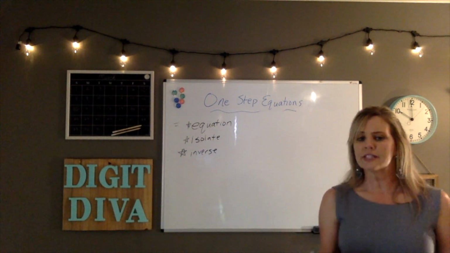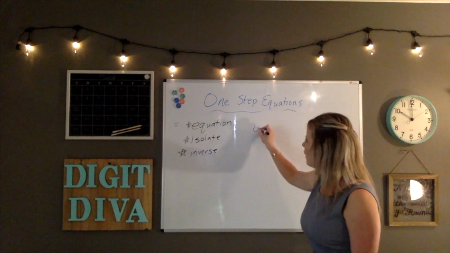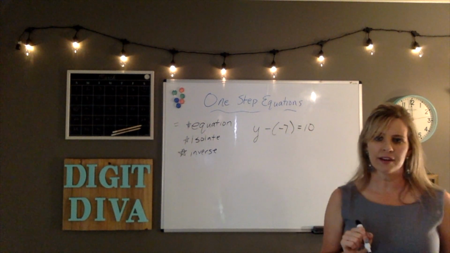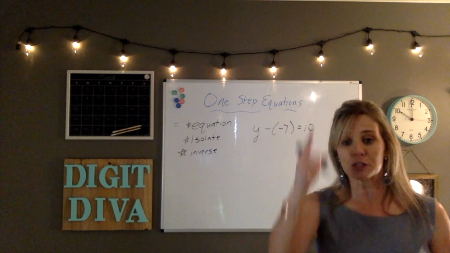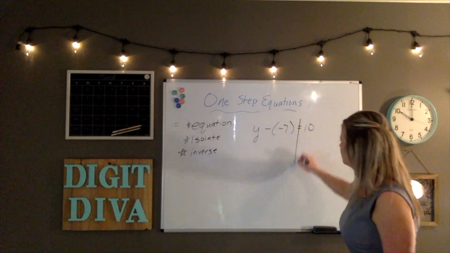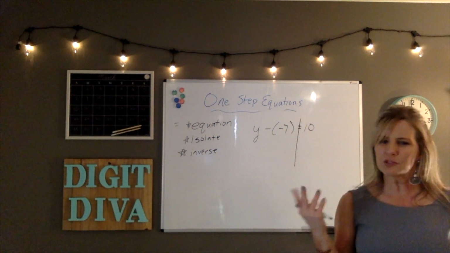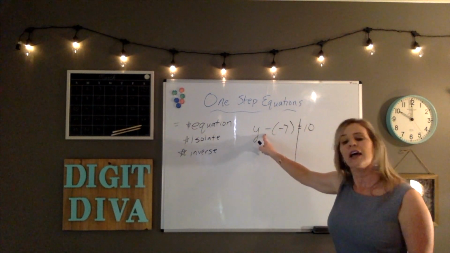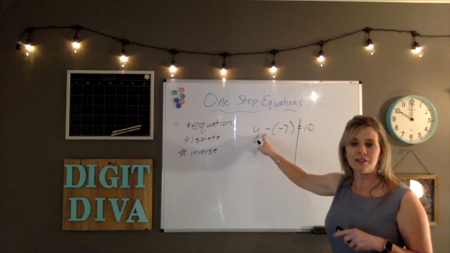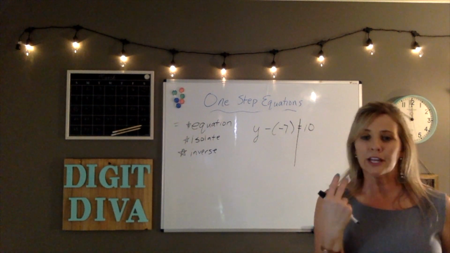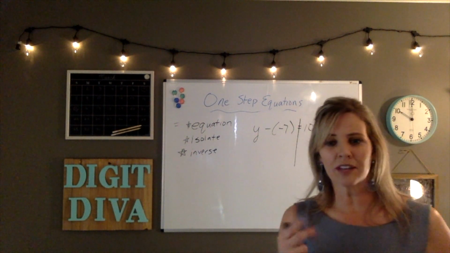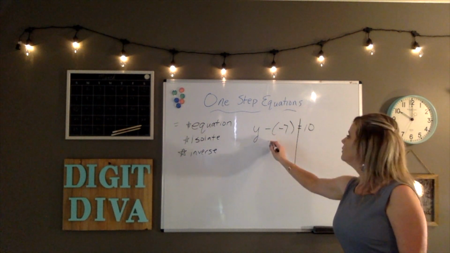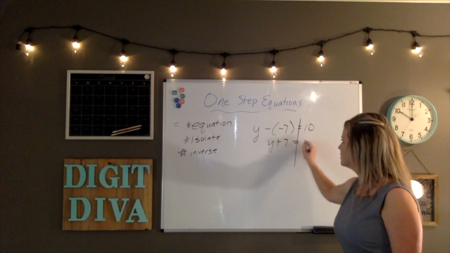All right, let's step it up a notch. What if we had y minus negative 7 equals 10? Okay, the first step I want you to do is to draw that river. So draw your river, okay? This one's a little bit different. A lot of times kids will see the minus sign and they'll say, okay, we've got to add. But before we do that, if you see two negatives or a double negative, let's clean it up a little bit. So if they're subtracting a negative, they're really adding a positive, okay?